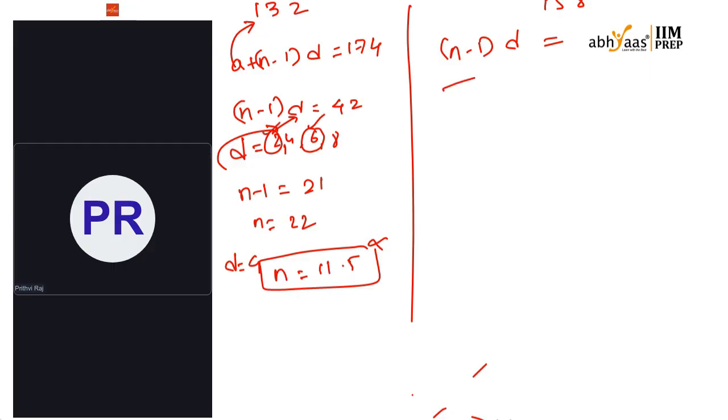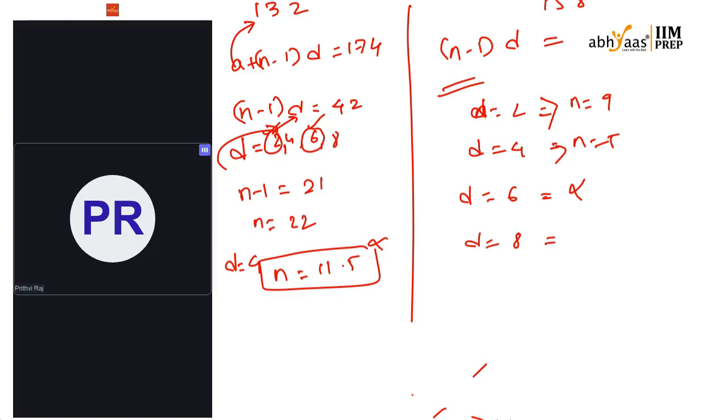Next, in this case d equal to 2 means n equal to 9, d equal to 4 gives n equal to 5, d equal to 6 is not possible, and d equal to 8 gives n equal to 3. So in total there will be 5 values together.